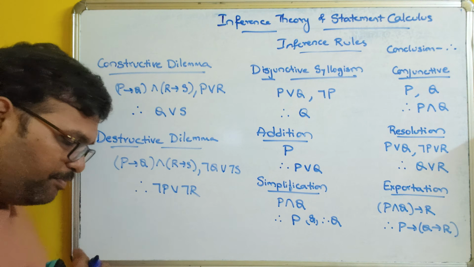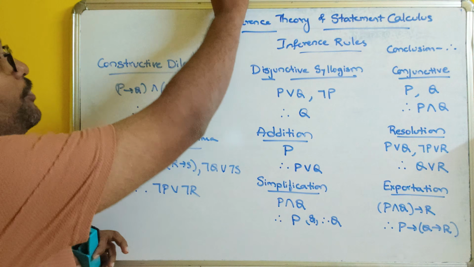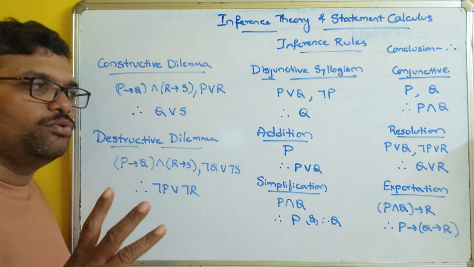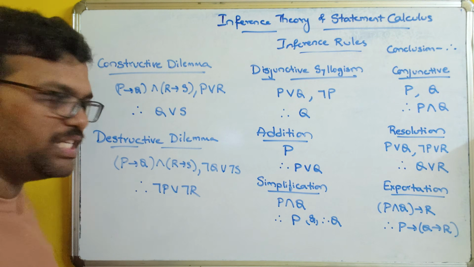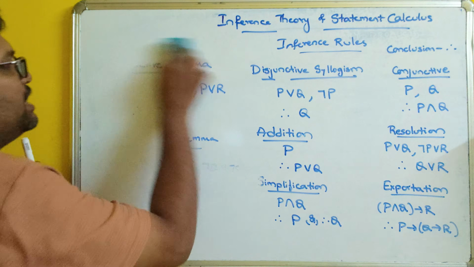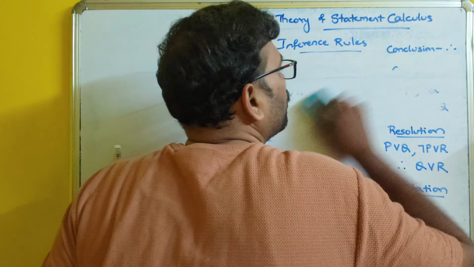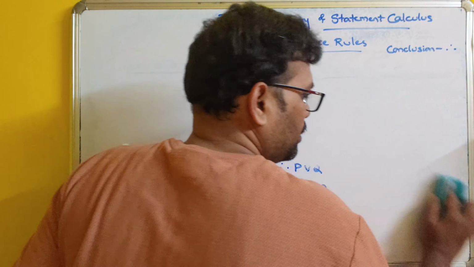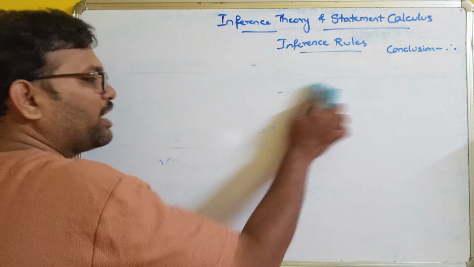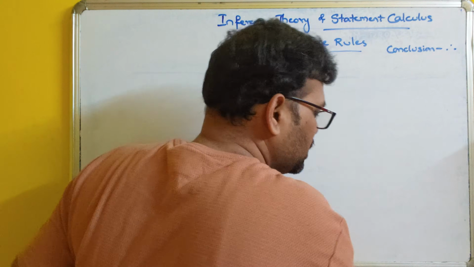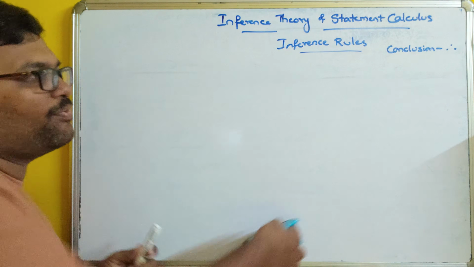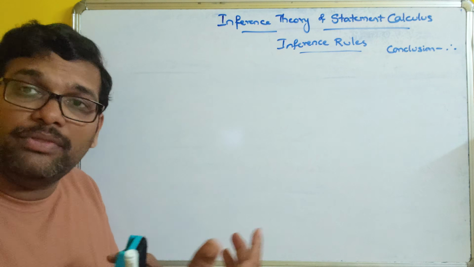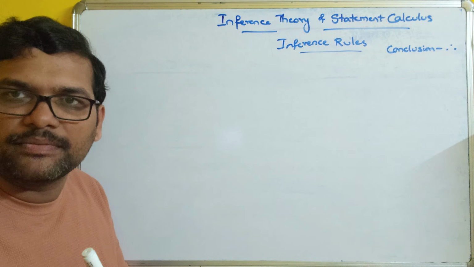Apart from these inference rules, there are three more inference rules, that is rule P, rule T and rule CP. Now we'll see what is rule P, rule T and rule CP. We have to remember all these inference rules, because by using these inference rules only we are going to derive the conclusion from the given premises.